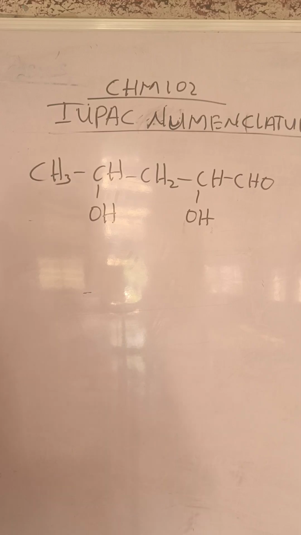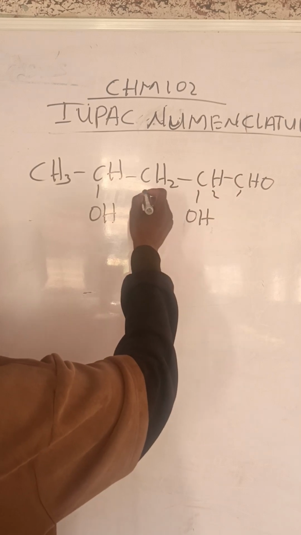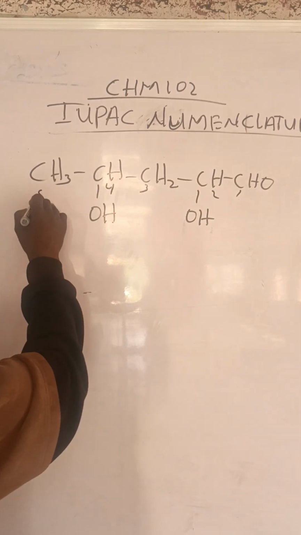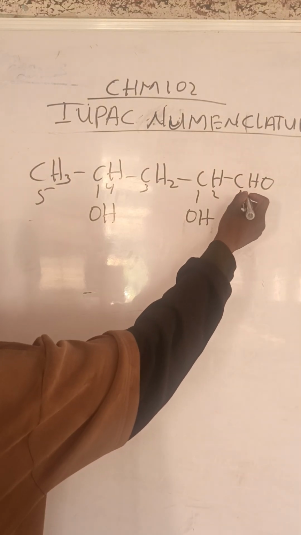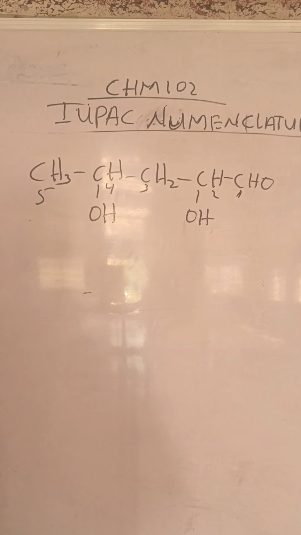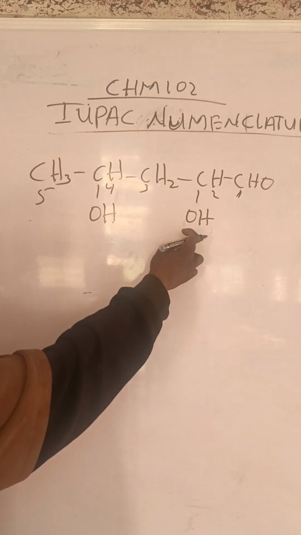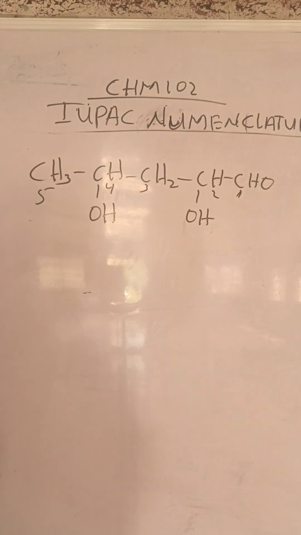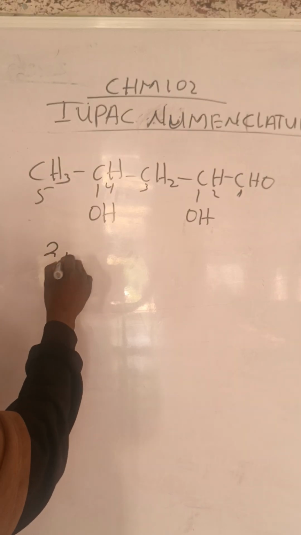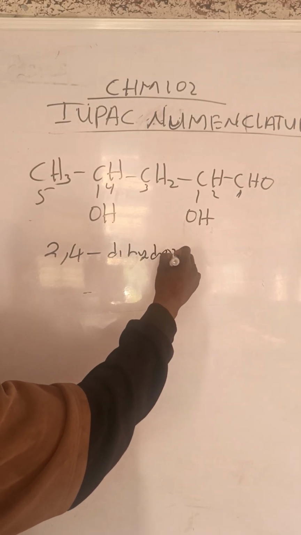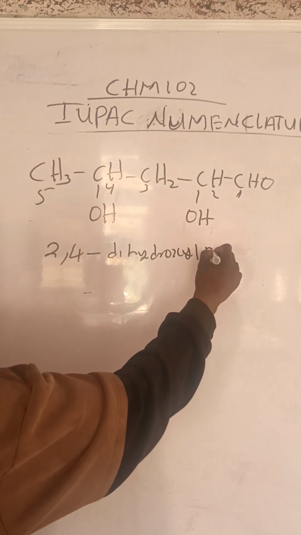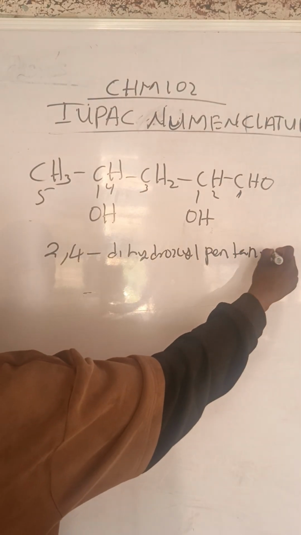You don't need to stress yourself. Just consider the alkana. That will be 1, 2, 3, 4, 5. That is pentana. We have OH on carbon number 2. We have another OH on carbon number 4. At the end of the day, we are going to have 2,4 dihydroxyl pentana.